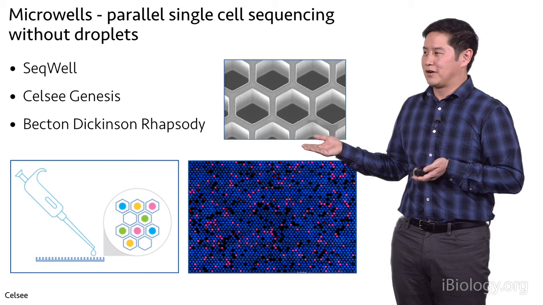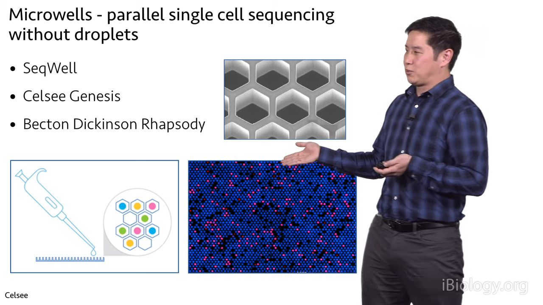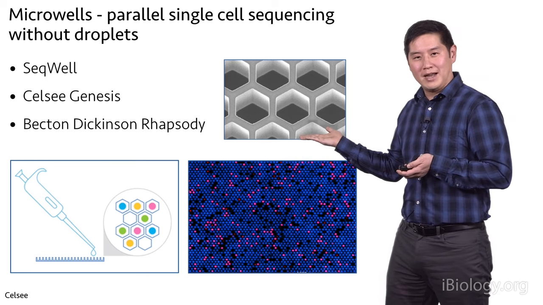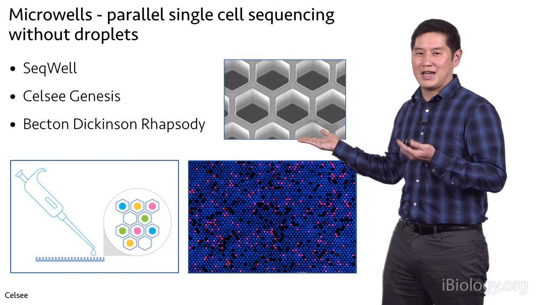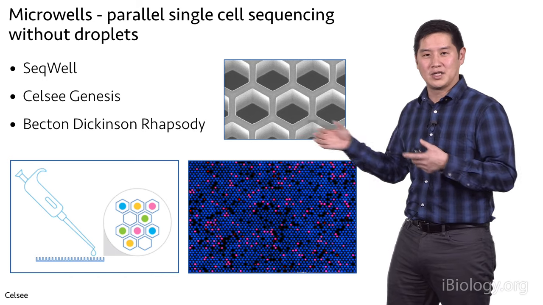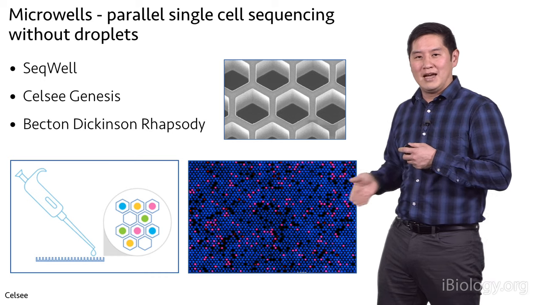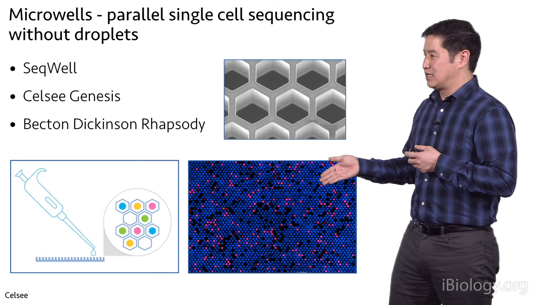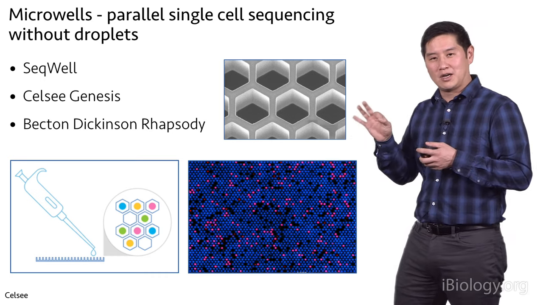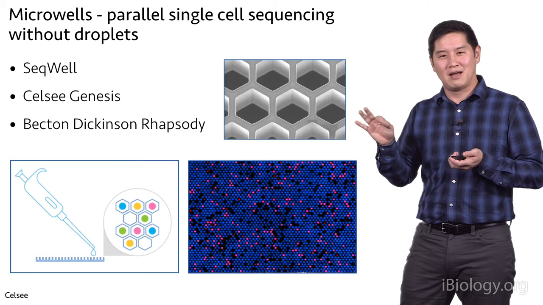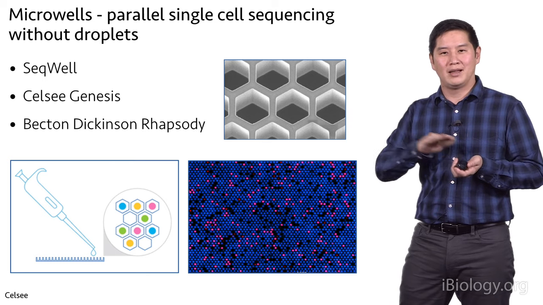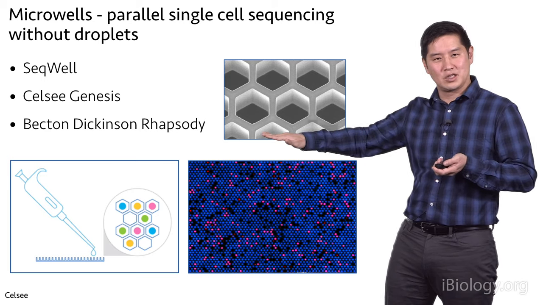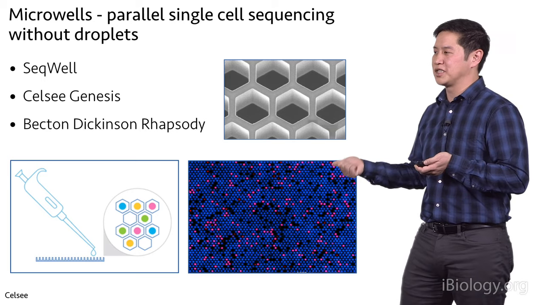and ones from BD. Essentially, the way these work is that you have this microwell array, and there can be thousands, tens of thousands, or even hundreds of thousands of wells on a chip. You lay down barcoded DNA beads. In this case, these are colored blue. And these beads are engineered so that most of the time you get one and only one bead into a well. They kind of coat this array of microwells, and then you apply your cells on top.